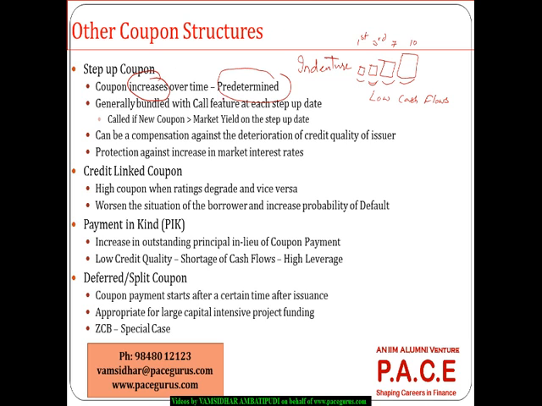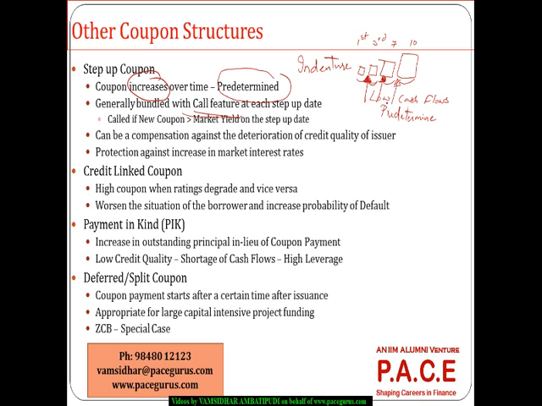But along with that, there could be a call facility that is offered to the issuer. If at all the company wants to buy back the bond at a predetermined price, the call option always gives a predetermined price itself. So if the company wants to call back or buy back the bond at a predetermined price, it can very well do it at every step up date.